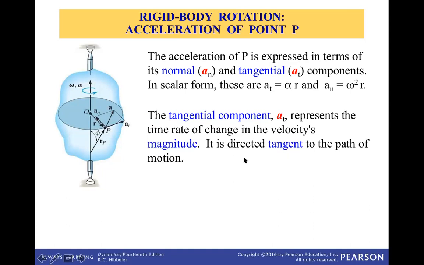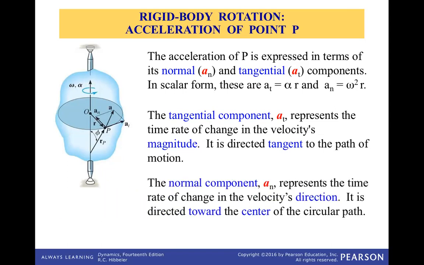The tangential component a sub t tells you the rate of change of the velocity. If it's non-zero, the magnitude of the velocity is changing. And a sub n changes the direction of the velocity.